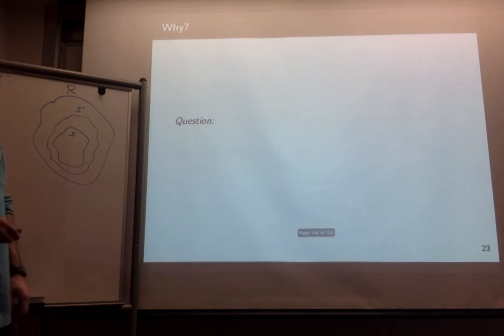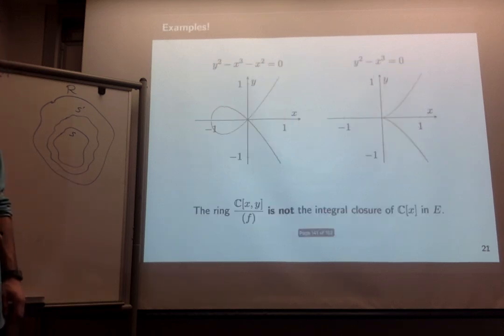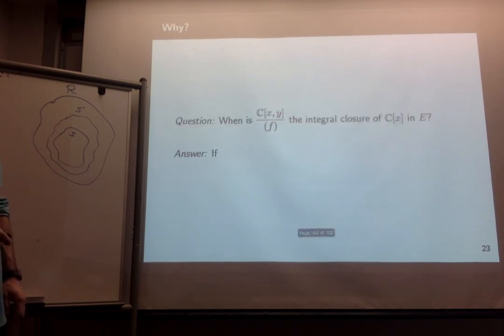Based on these pictures, what do we think the answer is? Yeah, something to do with smoothness, absolutely. So if, and only if, the curve associated to f is not singular.